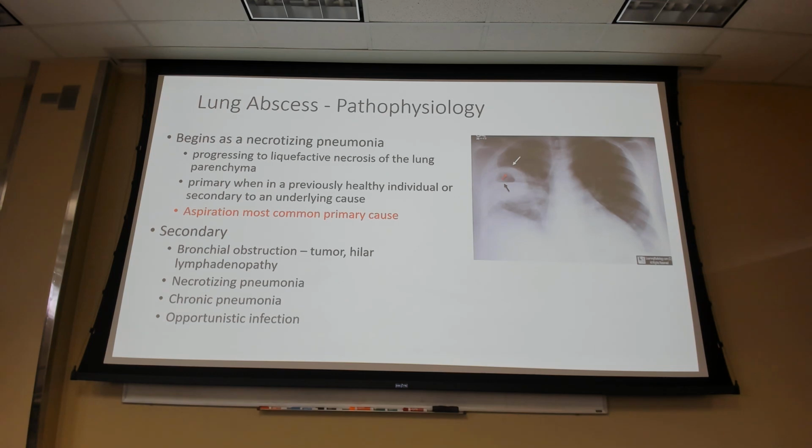But secondary is going to be usually from some sort of tumor or some sort of bronchial obstruction. And then they can have AIDS patients with an opportunistic infection, that would be a secondary cause as well, like with our PCP pneumonia.